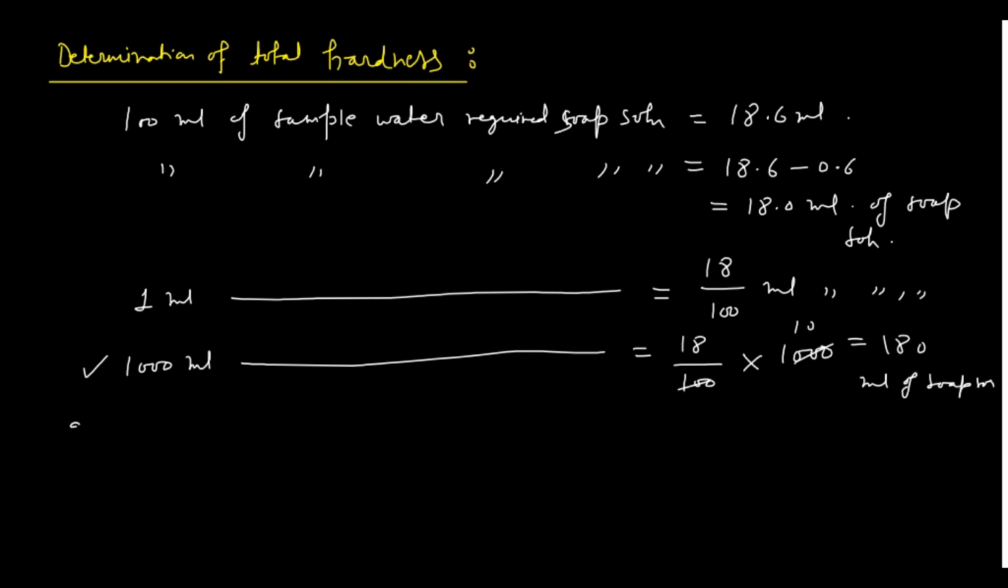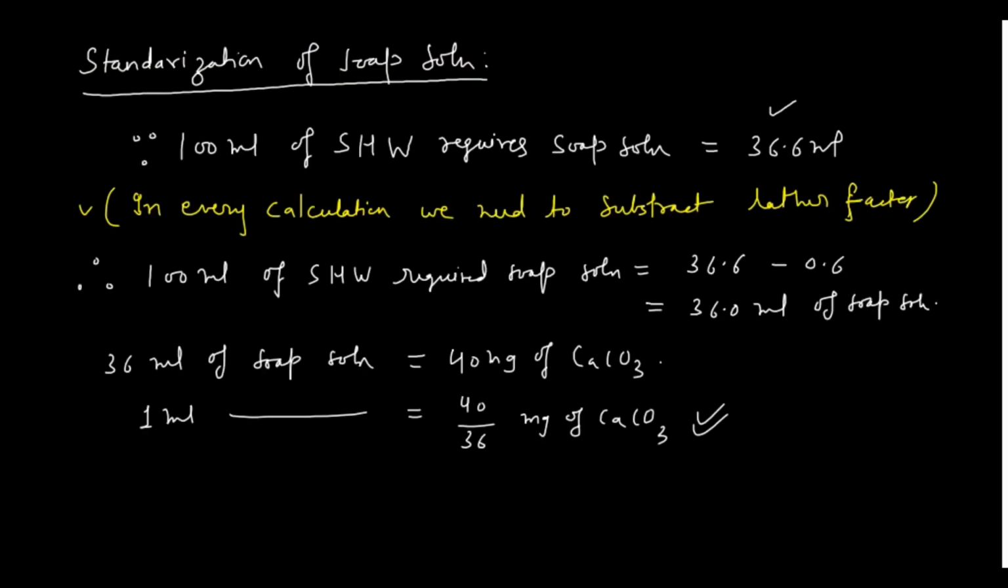Now in terms of calcium carbonate equivalent, in terms of CaCO3 equivalent, you need to incorporate that particular factor, which is very important. In the last step I have done this thing. That means you need to multiply. If you want to convert that ml into milligram of calcium carbonate, you need to multiply the factor with this value, 40 by 36, right?